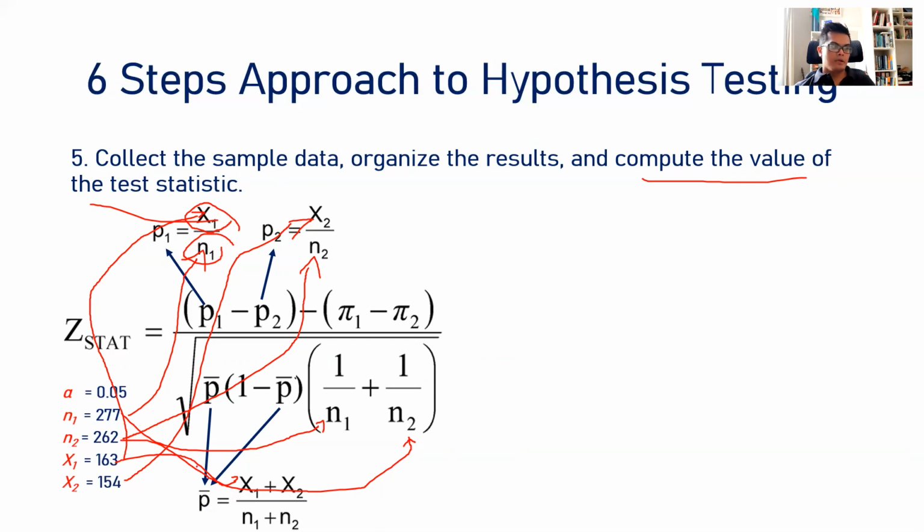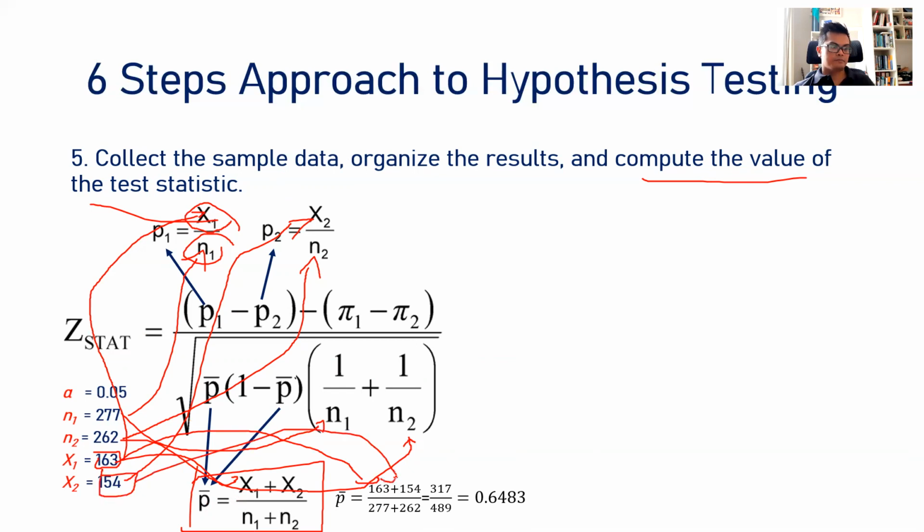So let's start with the calculation of the pooled proportion. x1 equals 163, right? We plug it in here, and x2 equals 154, we plug it in here. n1 is equal to 277, we plug the value here, and n2 is 262, we plug it in here. The result is 0.6483.